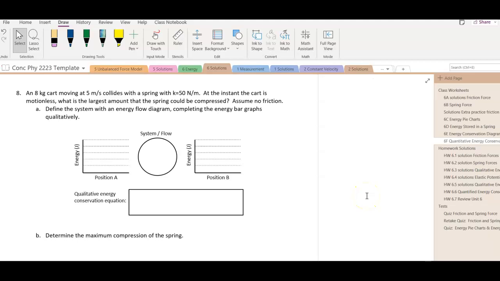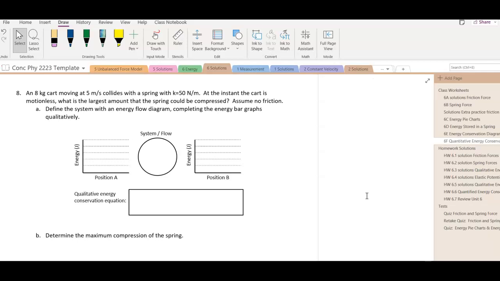Now that we've learned the equations that we can use to calculate different amounts of energy, we can use our energy conservation diagrams to solve some interesting problems and calculate specific amounts of velocities and heights and things like that. So let's look at example number 8 in Worksheet 6F as the first example of that.